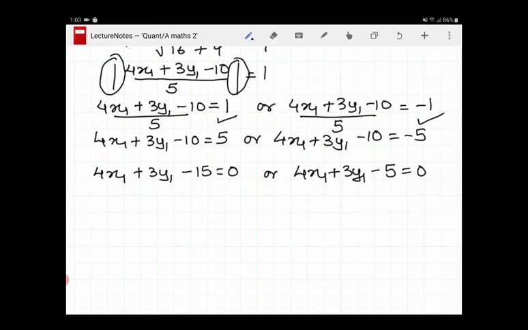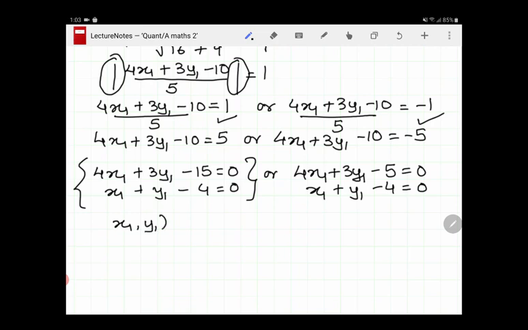We also know the point x1, y1 is lying on x plus y is equal to 4, because that is given in the question. So if x1, y1 is lying on the line x plus y is equal to 4, then we get x1 plus y1 minus 4 is equal to 0 in both the cases. So now you have two sets of equations. When you solve these, you will get the value of x1, y1 as either 3, 1, or as minus 7 and 11.